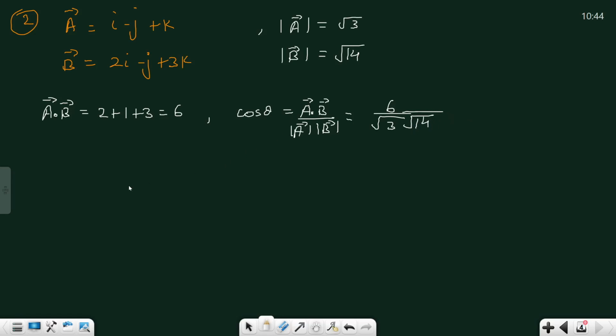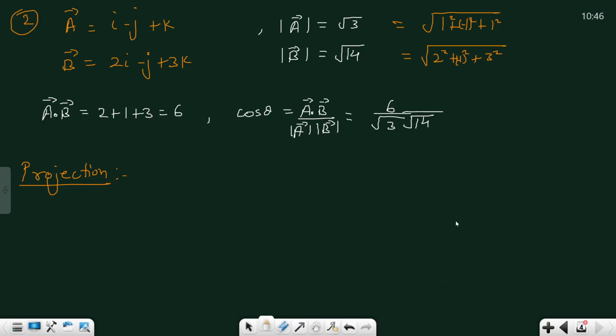Okay. Next part is the projection. I will request you to find the projection on your own. Otherwise, you won't be able to learn the method. Find the projection of A on B. Chalo, your answer?